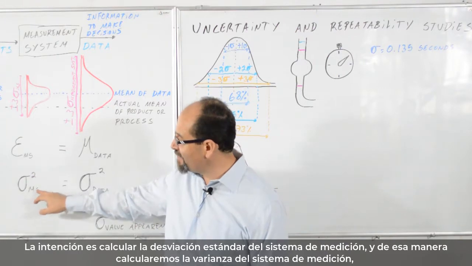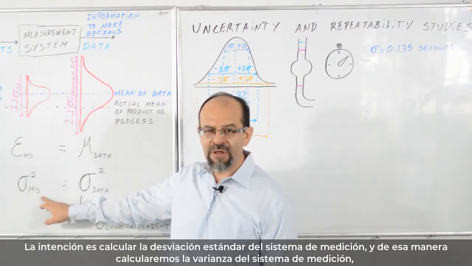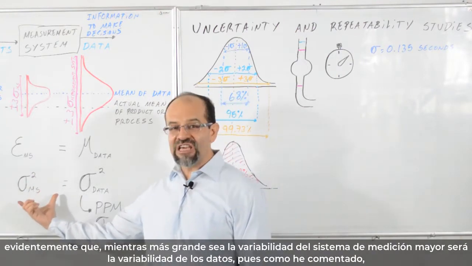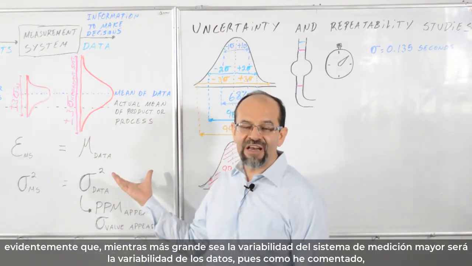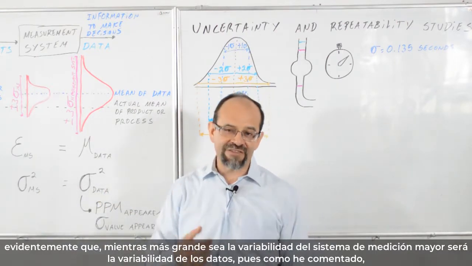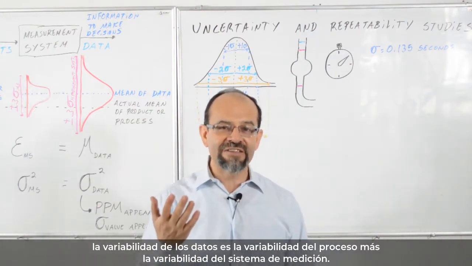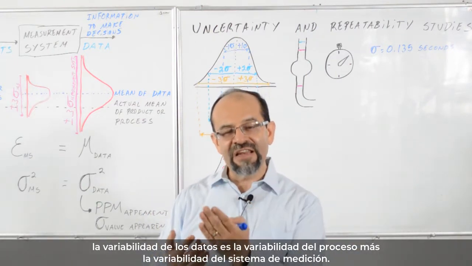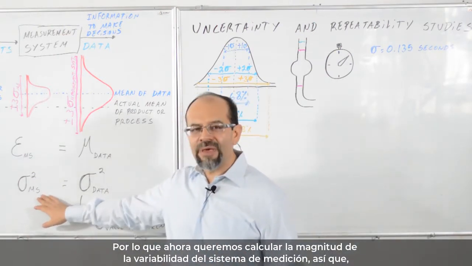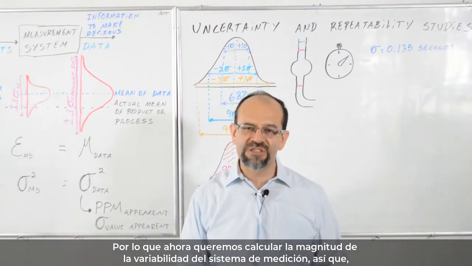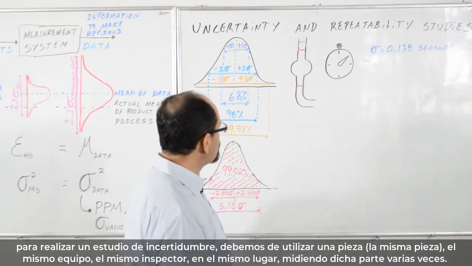The intent is to calculate the standard deviation of the measurement system. In this case, we are having the variance of the measurement system. Of course, the bigger the variation of the measurement system, the bigger will be the variability of the data, because as I have said, the variability of the data is the variability of the process plus the variability of the measurement system. So now we want to calculate how big the variability of the measurement system is. And that's what we have to do.